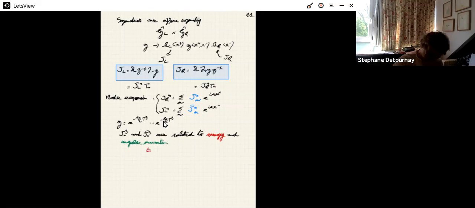E is just J_0^3 plus J̄_0^3, and the angular momentum J, sorry, is just J_0^3 minus J̄_0^3.